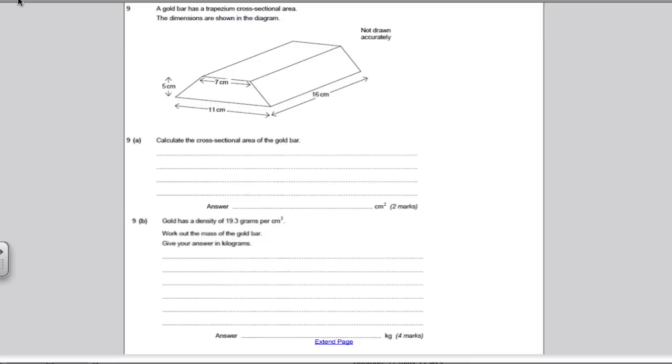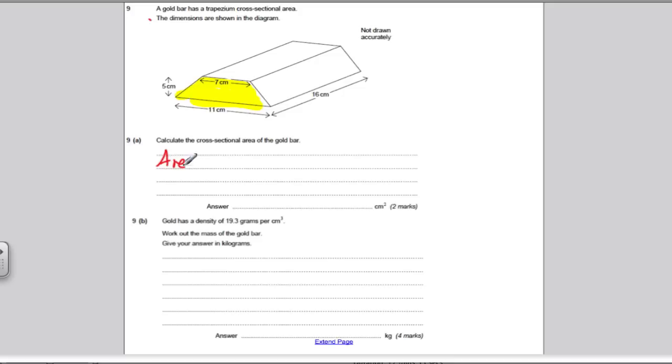Okay, so it talks about a gold bar with a trapezium cross section, and it asks you to work out the cross sectional area of the bar. The cross sectional area is the area of the face of the bar. Now you should be able to use the area of a trapezium formula here. I've done this in a previous video, so look there for further information.